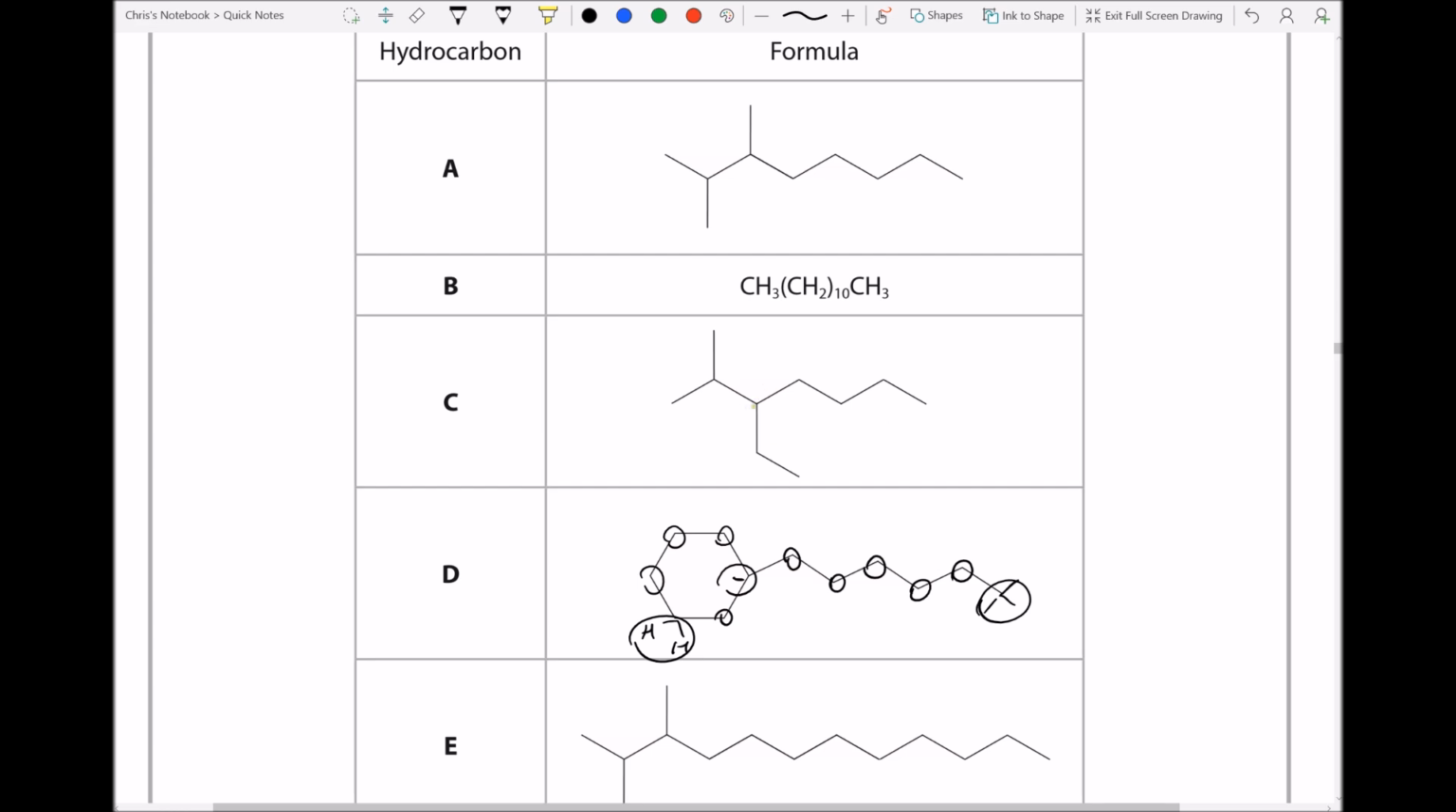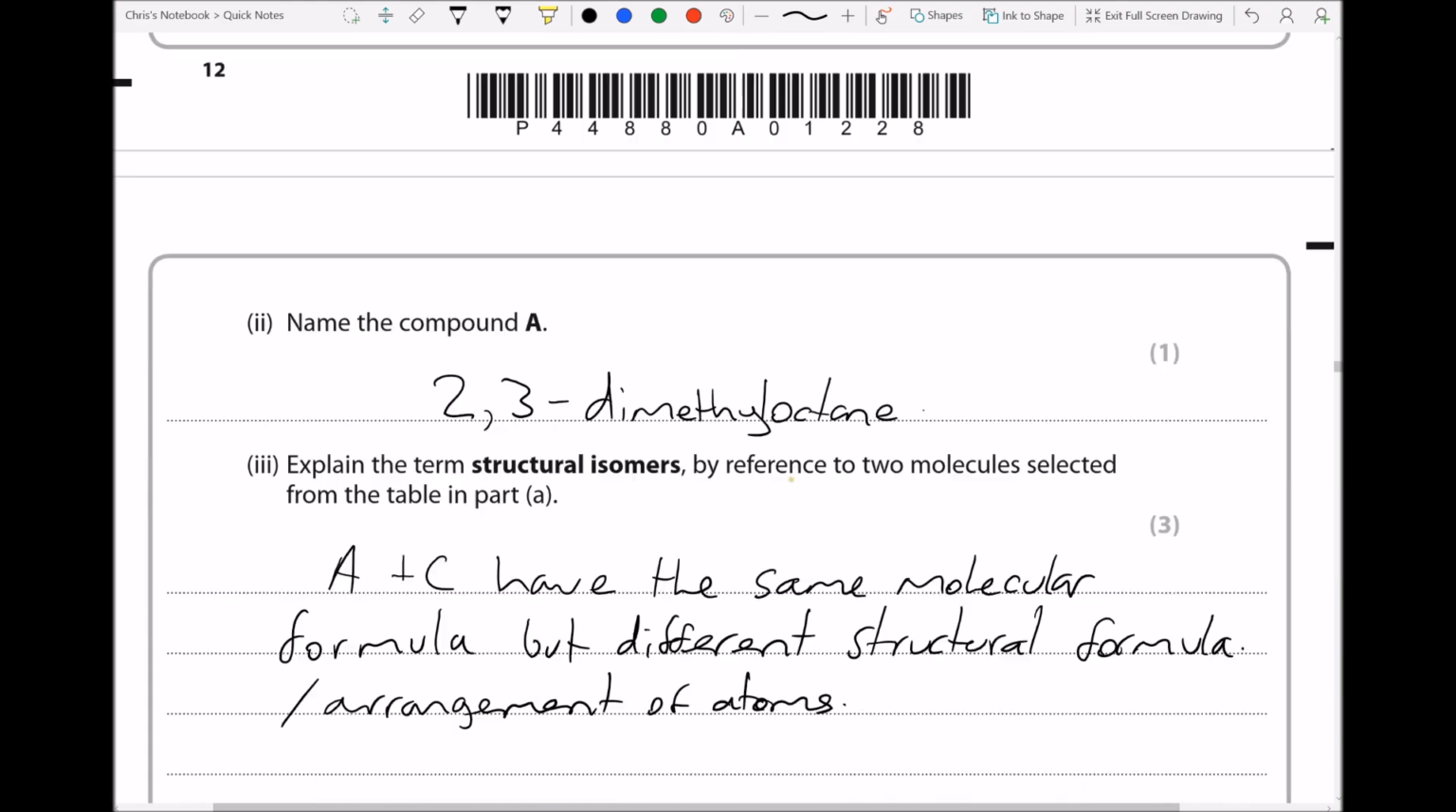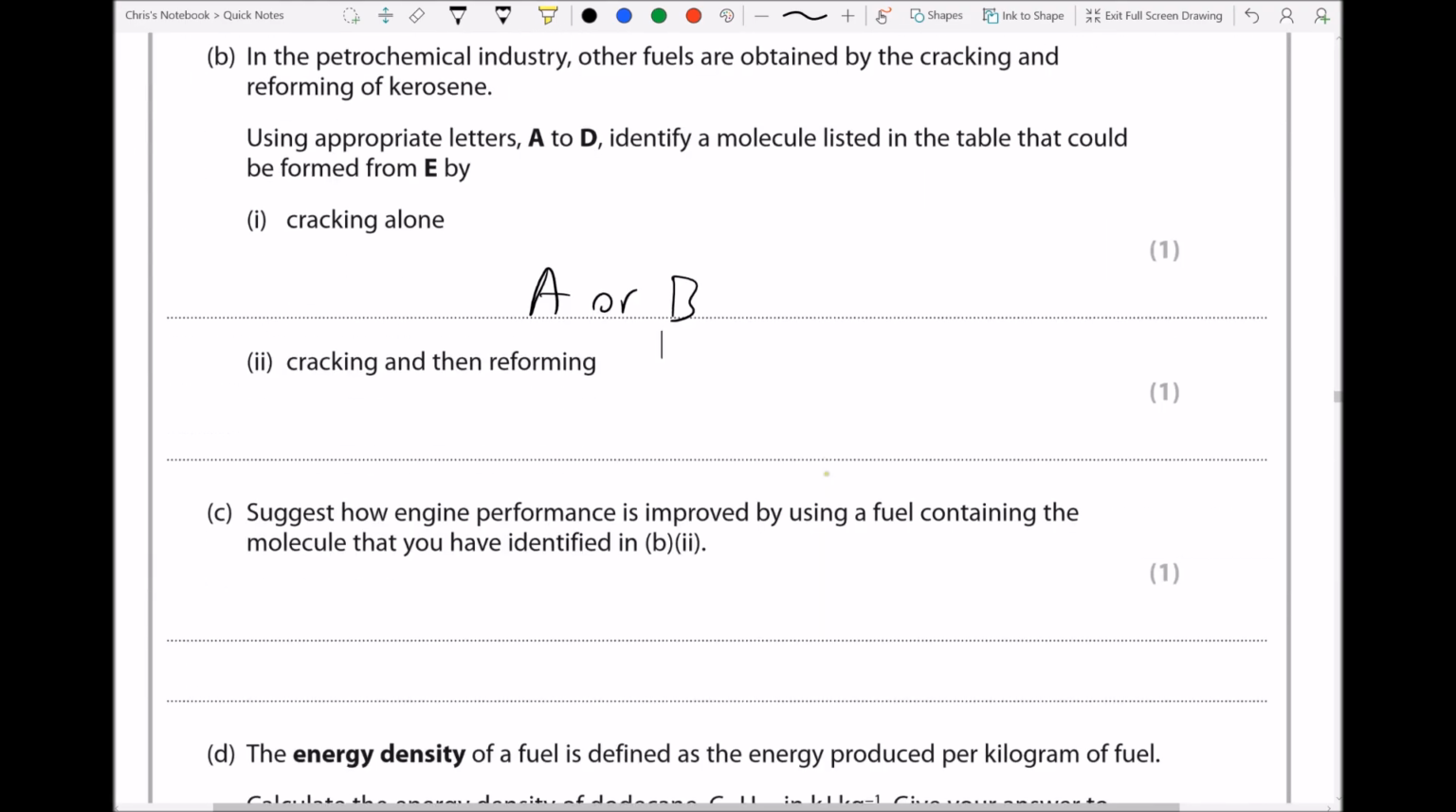But it's been reformed. So we've had a branch added on here, and this one's got a cyclic compound here as well. So that's definitely been reformed. That was a bit more obvious. So that's C or D. Okay, right. So part C.